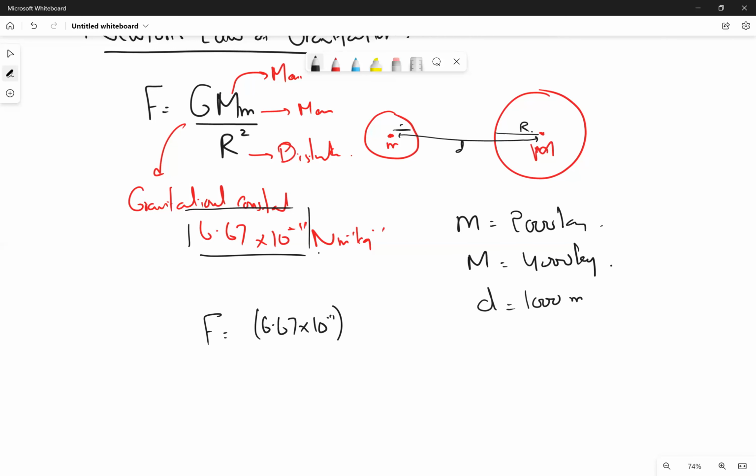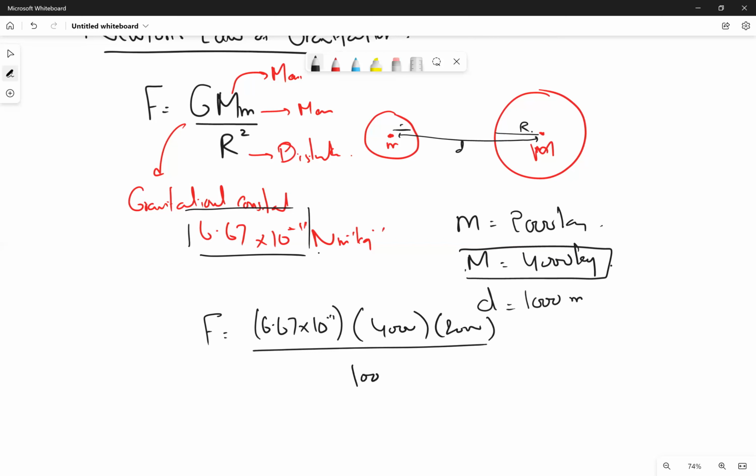The larger one is the capital M. 4000, 2000, r square, 1000 square, and you'll get the answer by solving this. This is just how you're going to plug in the values to solve this equation.